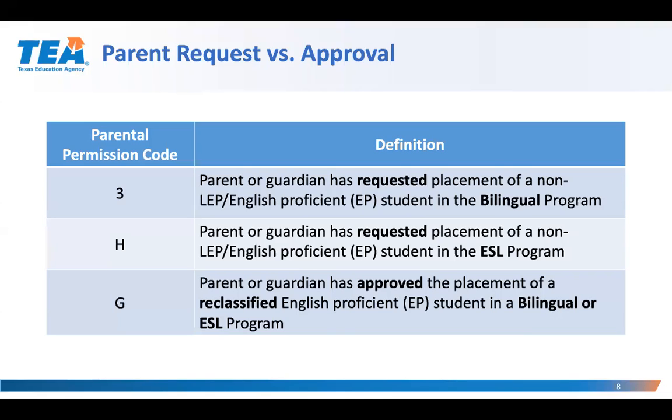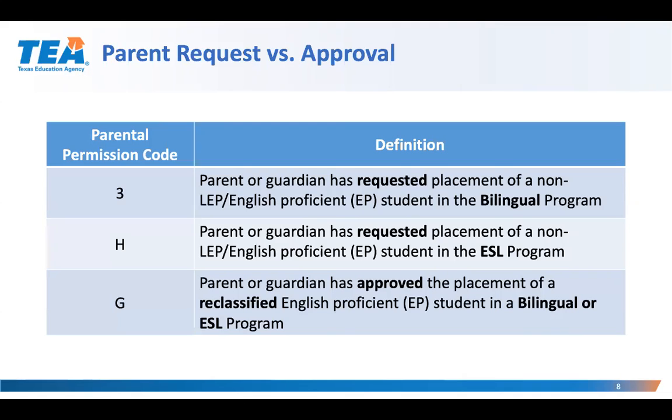Code 3 is defined as a parent or guardian has requested placement of a non-LEP EP, non-LEP English proficient student in a bilingual program. So this would mean that the student has not ever been identified as an English learner. When a student has never been identified as an English learner and the parent requests placement of the student in a bilingual program, Parental Permission Code 3 is utilized.